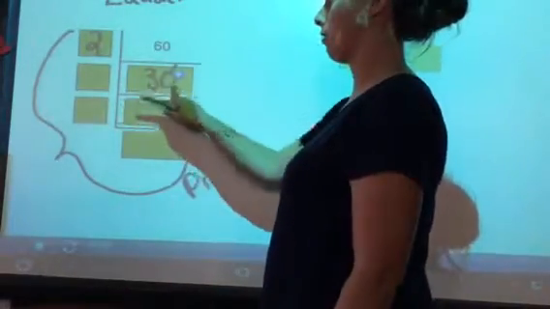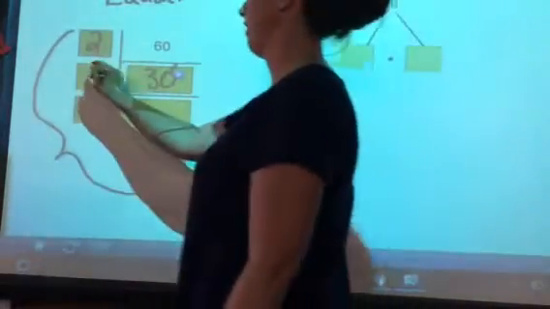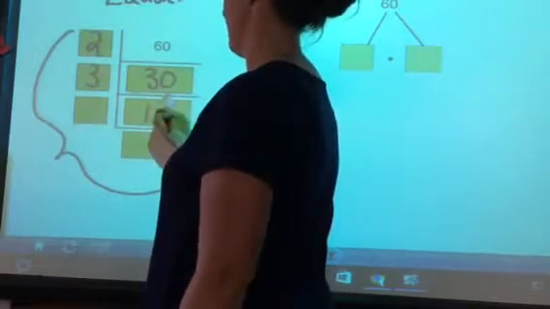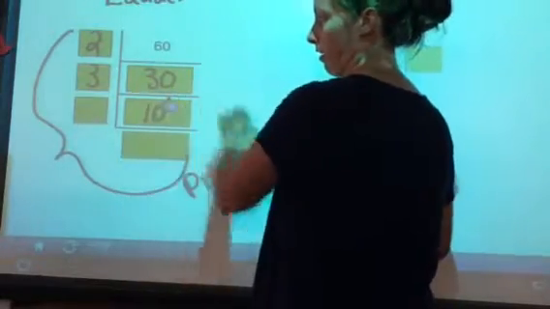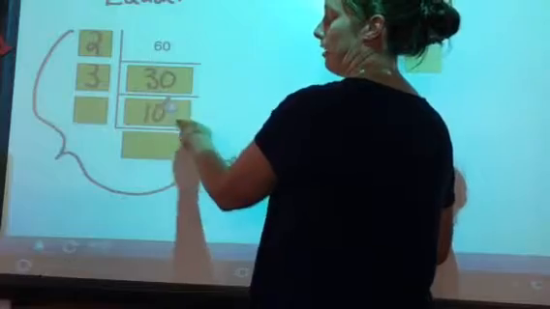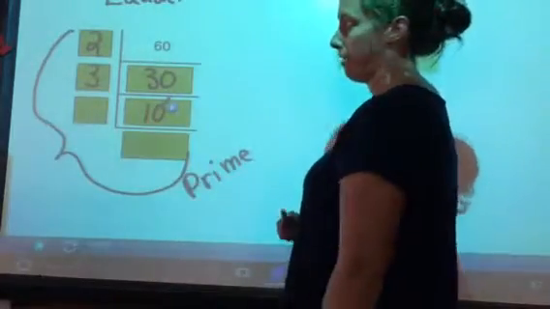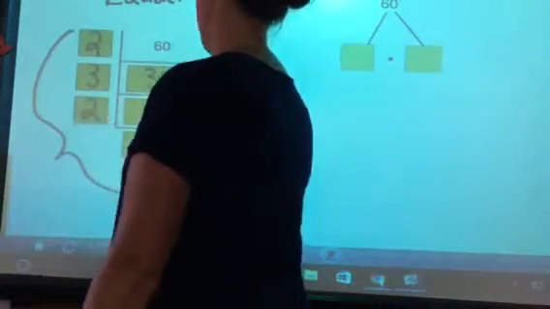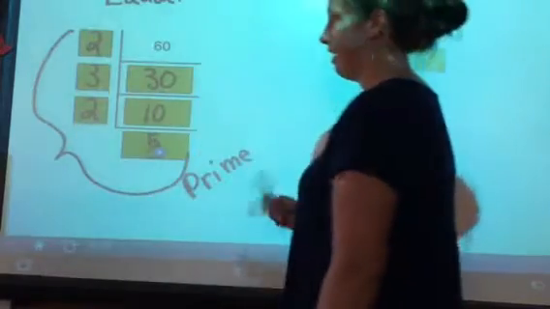And then we start working with 30. And I say, okay, 3 times 10 gives me 30. And then finally we're down to 10, which has only prime factors. 2 and 5, 2 times 5 is 10.